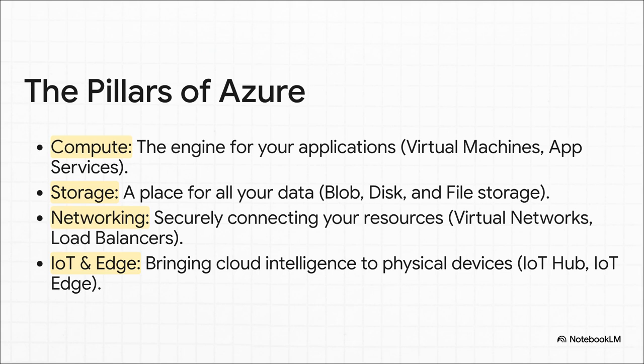First, you have compute. That's the engine, right? It's the virtual machines or app services that are actually running your code. Then you've got storage, which is exactly what it sounds like, a place for all your digital stuff, whether it's huge video files or shared project folders. Networking is the glue that connects everything together safely and securely. And finally, there's IoT and Edge, which is all about connecting the cloud to physical devices out in the real world, like sensors in a factory or even a connected car.